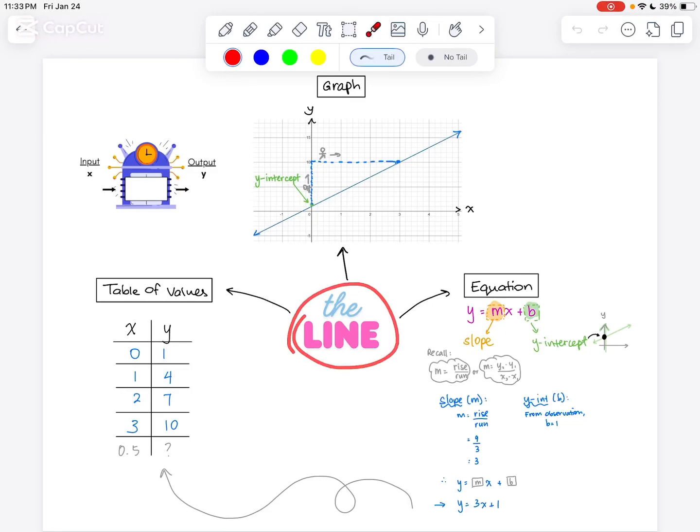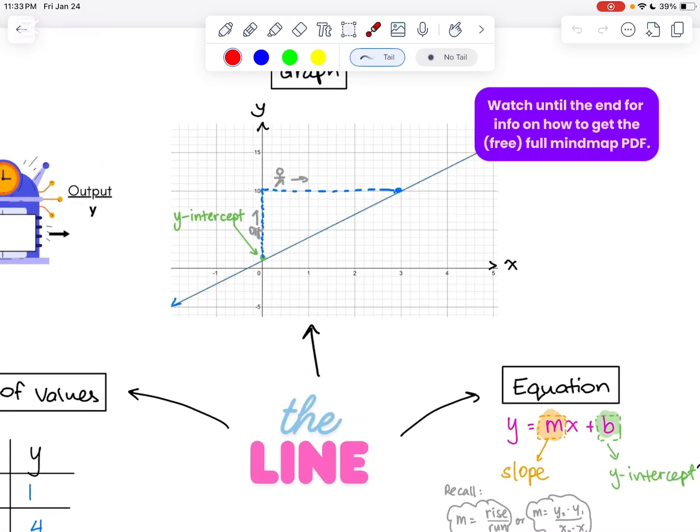In this video, we take a look at the line and see how these three forms of the line, which you might be familiar with, are all related to one another. First, we're going to start off by looking at the graph.